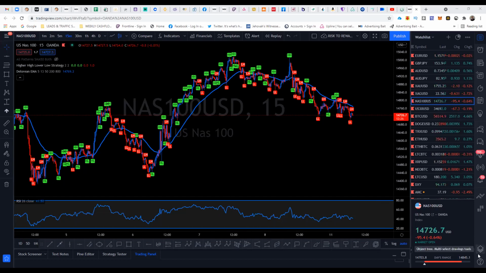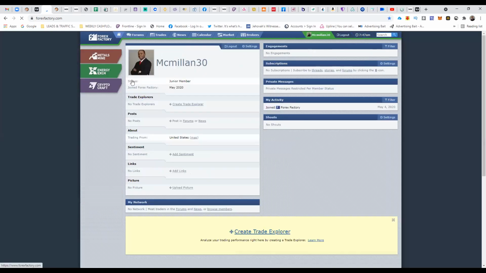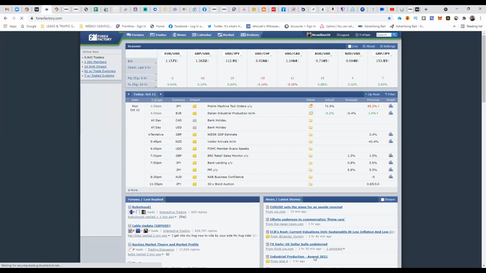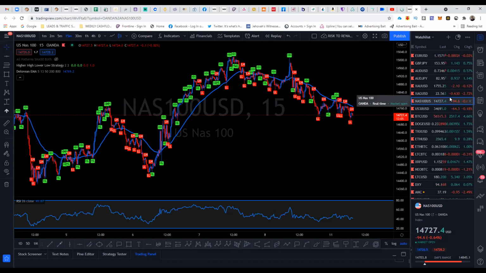So we're going to do it on NAS100. But before we do that, we're going to check the news and figure out what's going on. That way we can get an idea of what currency is going to be under some major news. Looks like there are no currencies under major news, so that's nice. Okay, not bad. So we're going to go ahead and get started.